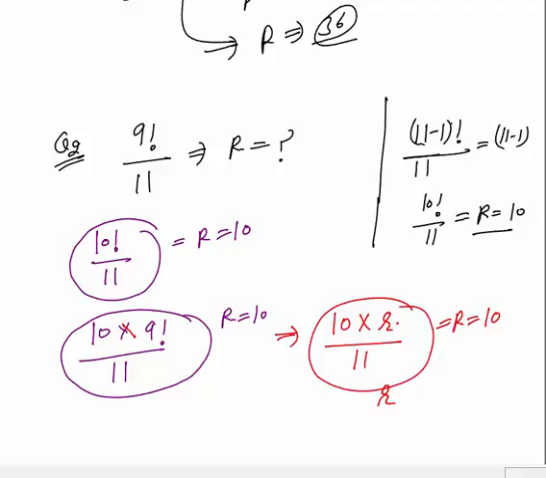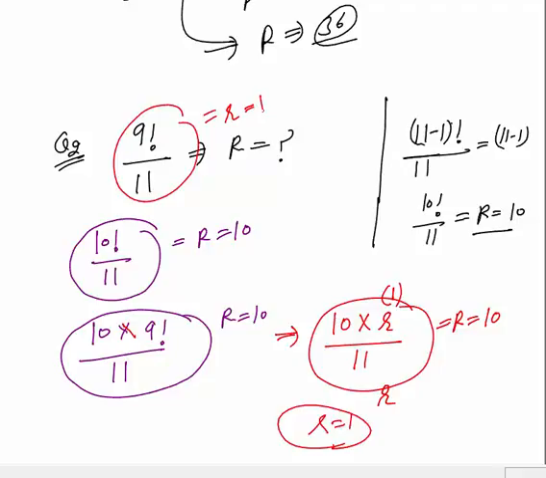Now what should be the value of small r? That product should give remainder 10. Can I say that r would be 1 only? 10 into 1 by 11, the remainder would be 10. So small r would be 1. What was small r? Small r is the remainder we assumed for 9 factorial by 11. So it will be 1. So the final answer would be 1.